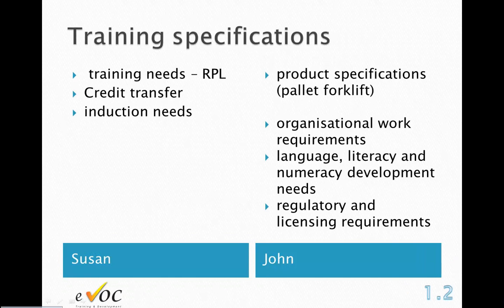Now John also has the language, literacy and numeracy gap that we need to assist with, or at least work our delivery around to make sure that it's delivered in ways that he can understand it and be able to communicate back. And of course he has the licensing requirements.